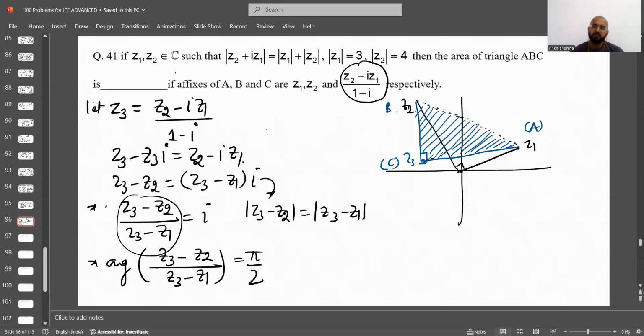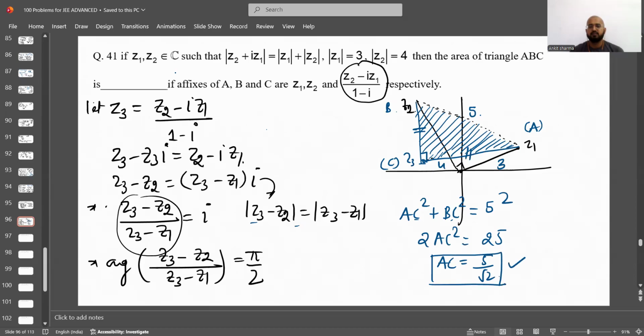So mod of Z1 is 3, and mod of Z2 is given to be 4, which means mod of Z1 minus Z2 is going to be 5 here. Now we can apply Pythagoras theorem, and since these two moduli are equal, it is an isosceles right angled triangle. So AC square plus BC square is equal to 5 square, and since AC equals BC, 2 times AC square is equal to 25. So AC is going to be 5 over root 2.